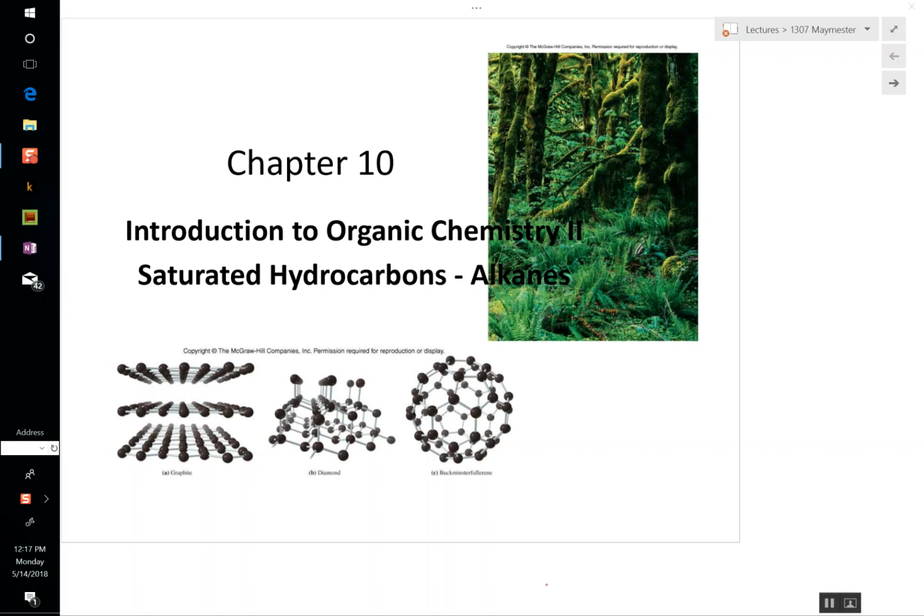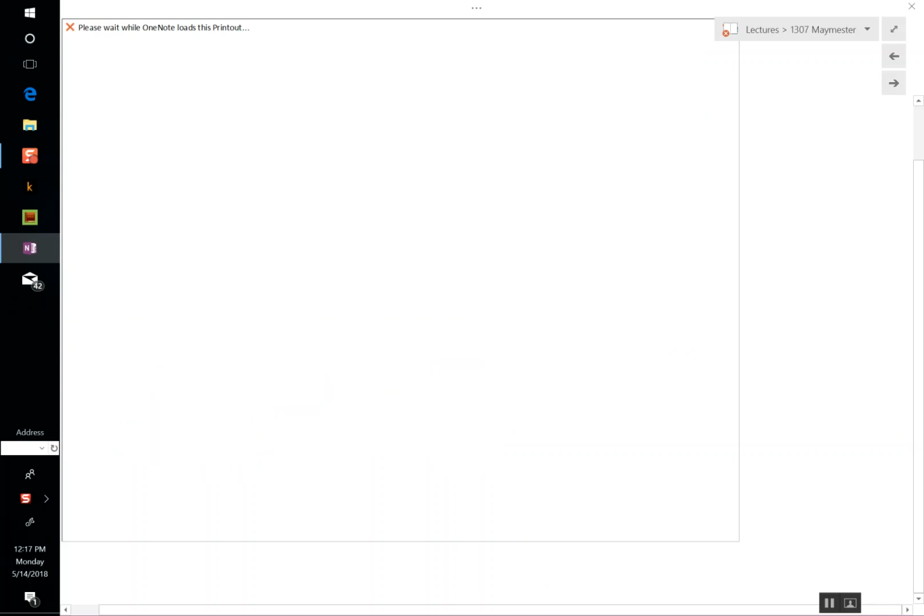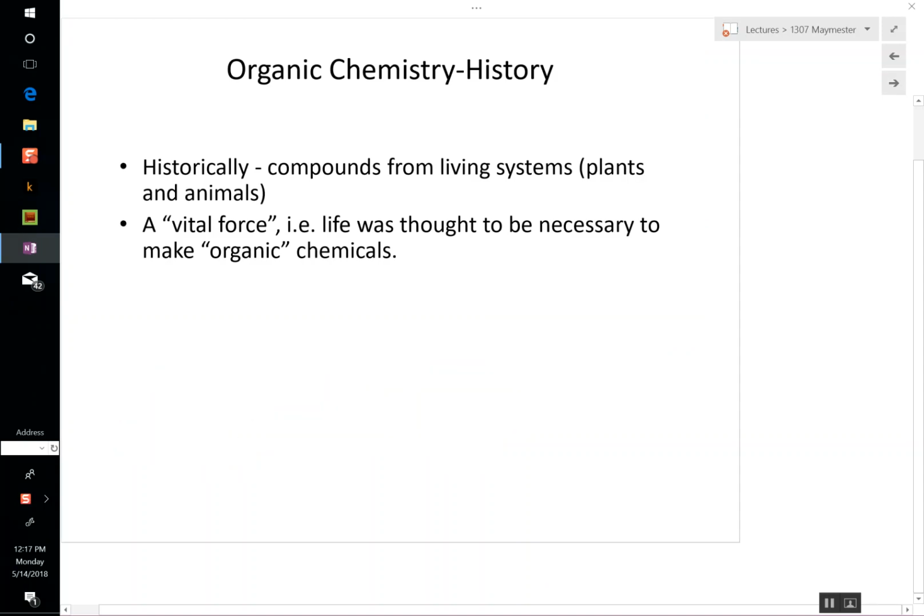Okay, introduction to organic chemistry. Organic chemistry revolves around the element carbon on the periodic table. Carbon is the element that holds it all together.